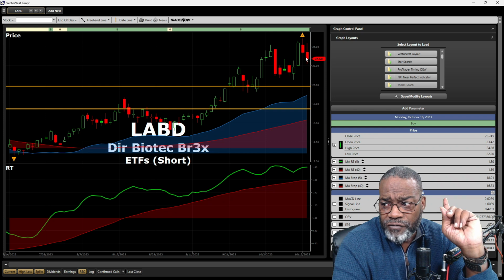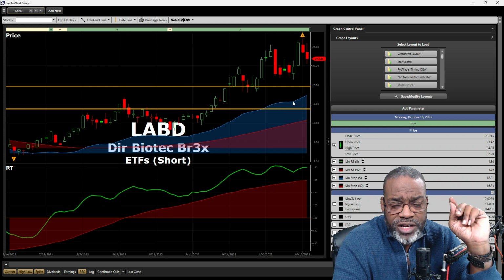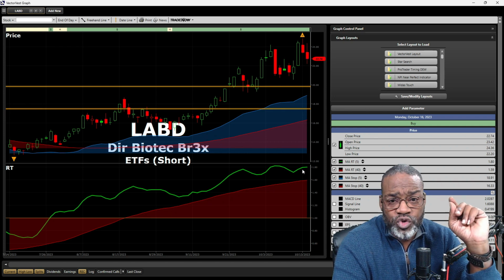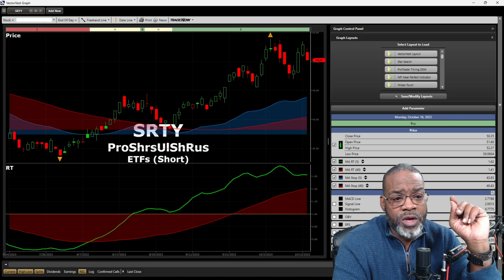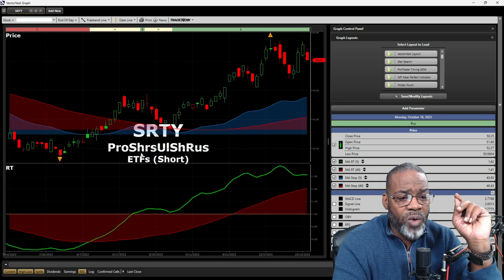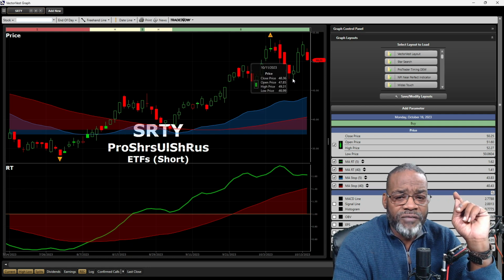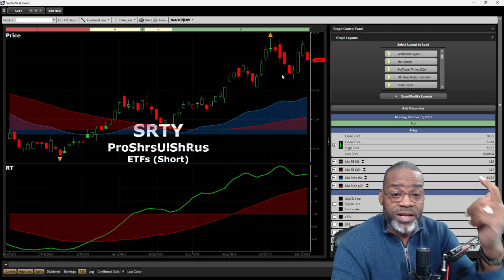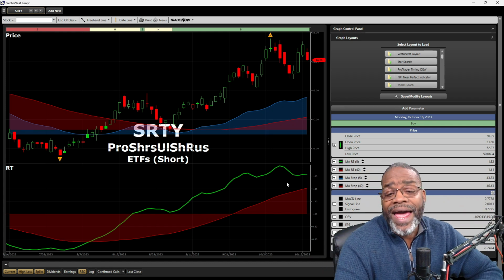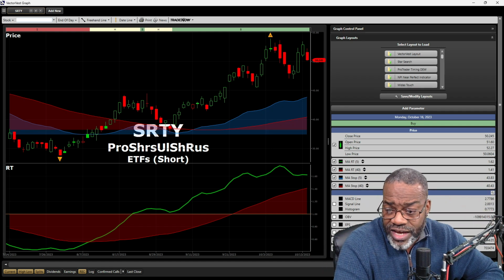It has pulled off for the last 2 days, but the trend is intact and it hasn't given me a short-term signal to get out just quite yet. Also on the bearish side, SRTY, the ultra shorts for the Russell. Nicely in trend, coming off a level of support, moving up, down day to day, but trend is still in place. I haven't gotten a signal to get out of it yet.